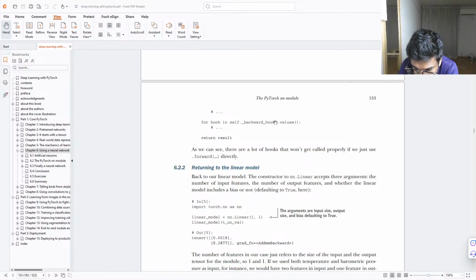Whether the linear function includes a bias or not.